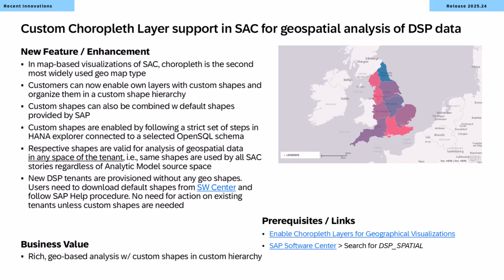What's the business value? So we do get rich geo-based analysis with custom shapes with a custom hierarchy as well. And these custom shapes also help in territorial shapes. So for example, there might be some regions which have territorial disputes. So each of them could use custom shapes to display the relevant map borders according to those regions or nation states, right?